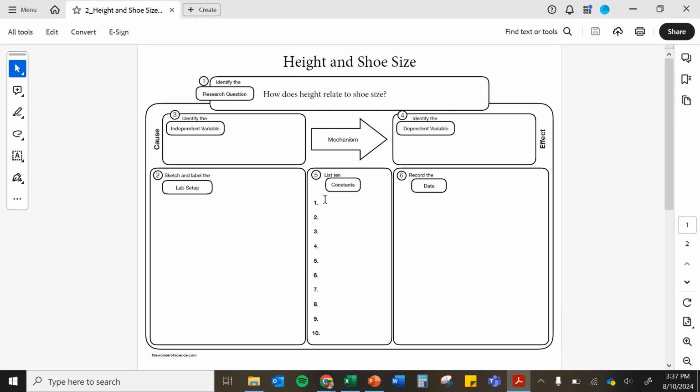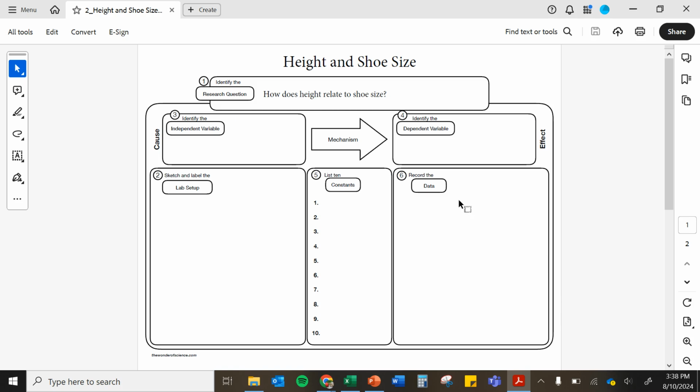Identify constants. So remember, those are things that are held the same. In our experiment, things were not changing. So for this section, it has 10 listed. Try to come up with at least 5. Okay, if you can come up with 10, that's great, but try to come up with at least 5 constants. And then you're going to, in your class, collect some data. So for this, you're going to need to know how tall people are, so get their height, and record their shoe size. Okay, so you're going to organize your data. And we didn't really talk about how to organize data today, but just organize it here however you see best.